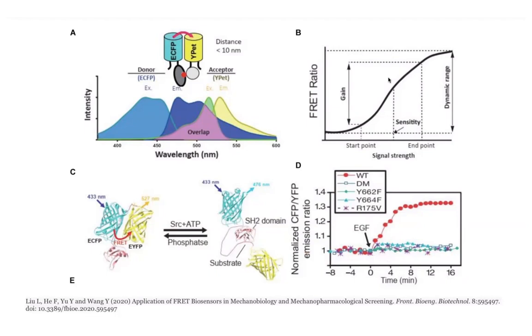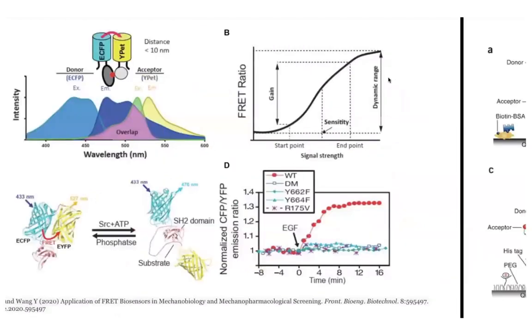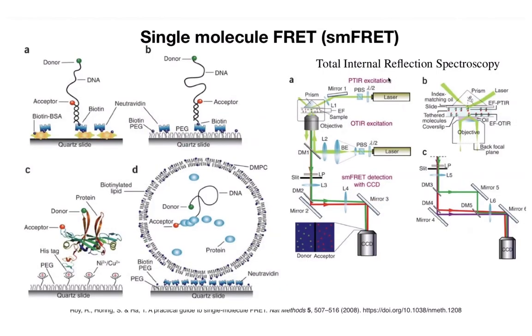You don't need to know all these details. These are just examples to illustrate the types of things you can do with this. Inside of cells, we can localize things. We can study what's going on in a real environment.